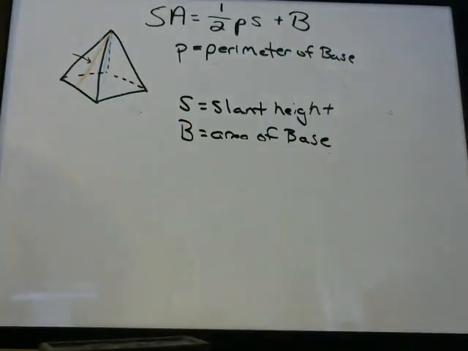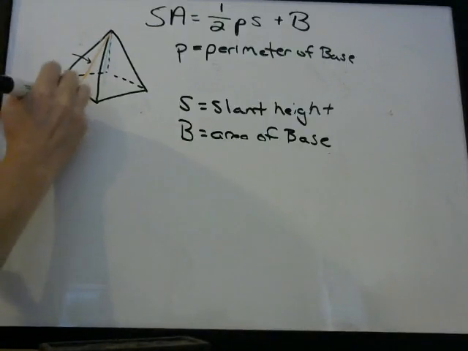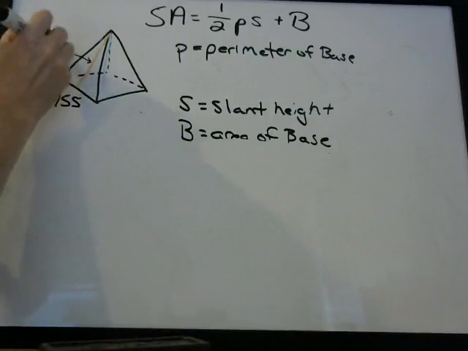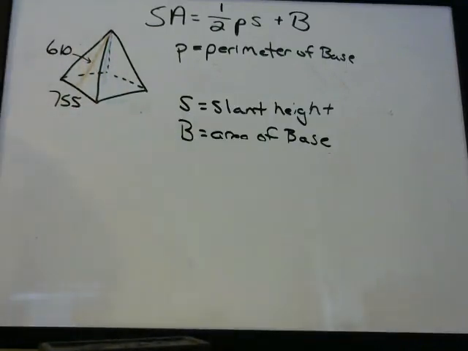All right, let's say we have a pyramid whose height is 480, whose length of each side is 755, and whose slant height is 610 feet. Now, I didn't write down the first thing I said, the height is 480, because remember, we don't need that number. We don't need the height, we need the slant height. So if your problem gives you the height, you don't need that. What is the surface area of this whole pyramid?